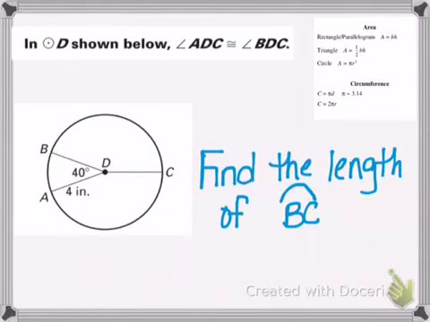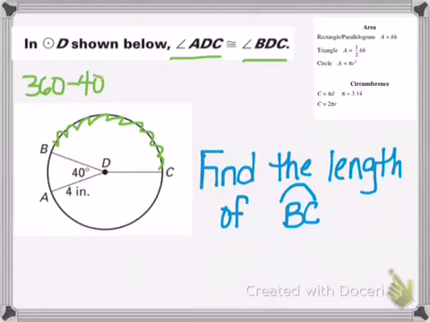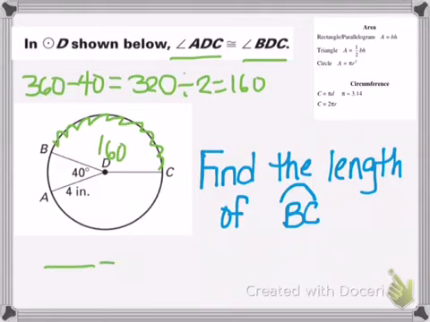Now, find the length of arc BC. I don't know the degrees, but I do know angle ADC is congruent to angle BDC. I know a whole circle has 360 degrees. If I subtract 40, that gives me 320. Since the angles are equal, I can divide by 2 to get the measure of each one. That gives me 160. So I know that the measure of arc BC is 160. Set up your proportion and solve.